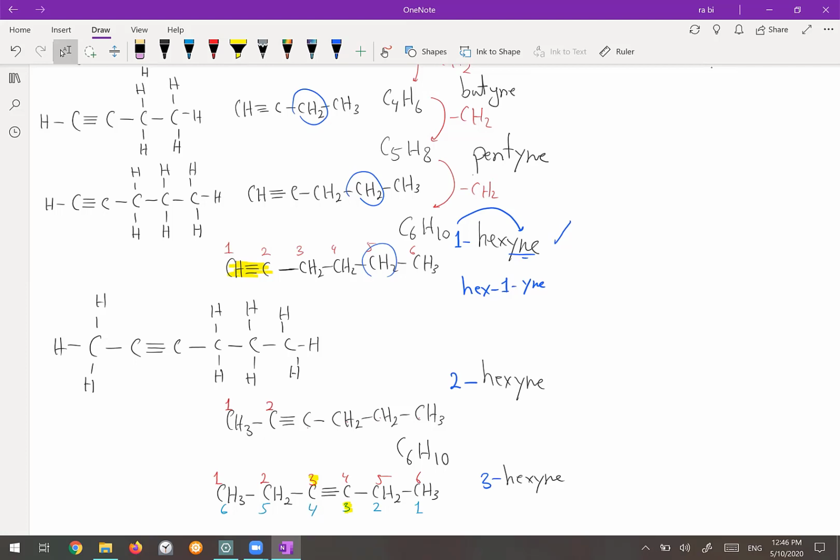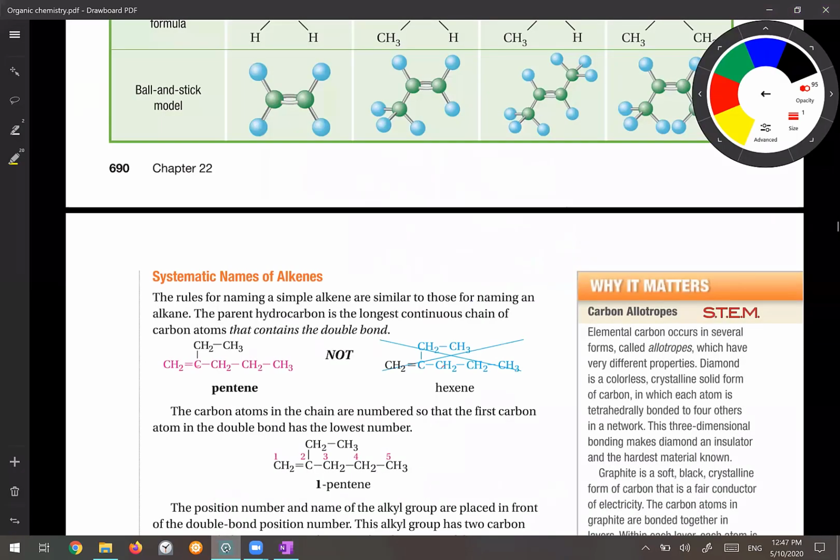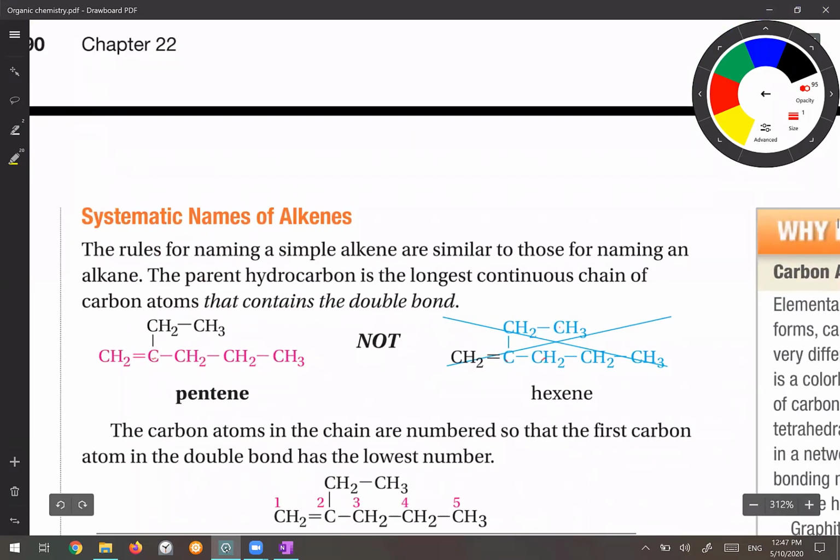If you don't have any questions, we move to your textbook to write down the naming of the alkene and alkyne which have branches. So I go to your textbook on page 691. It's systematic names of the alkenes. In the previous session, we explained the alkenes, but we only introduced the straight chain alkenes. We have not talked about the alkenes which have branches. So we want to name this alkene which is given here.